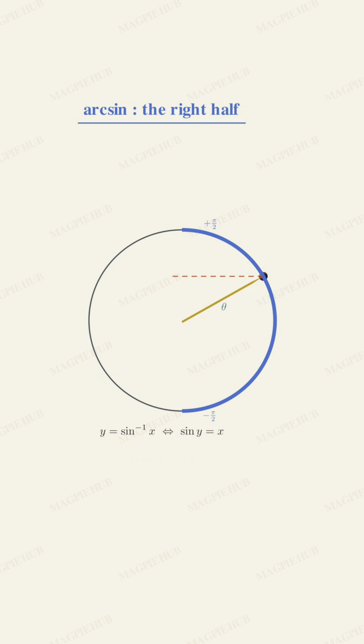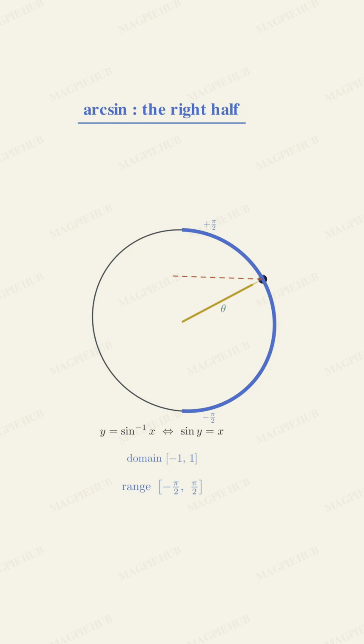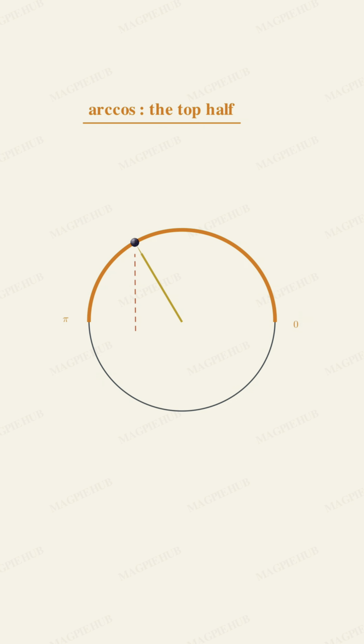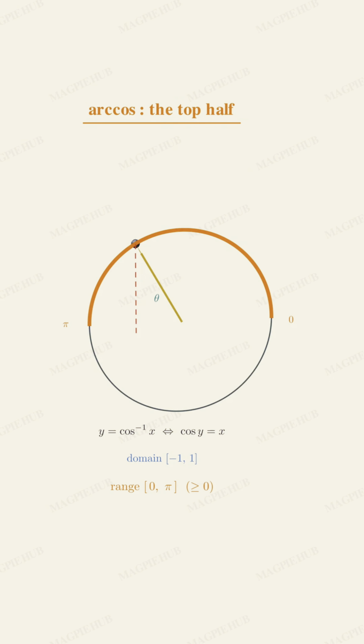So sin inverse x has domain minus 1 to 1, and range minus pi over 2 to plus pi over 2. The principal value always lies in this right half. For inverse cosine, the principal branch is different, from 0 to pi, the upper half. Every cosine value, every horizontal position, gives exactly one angle in the upper half. So cos inverse x has domain minus 1 to 1, and range 0 to pi. Note, cosine inverse is never negative.